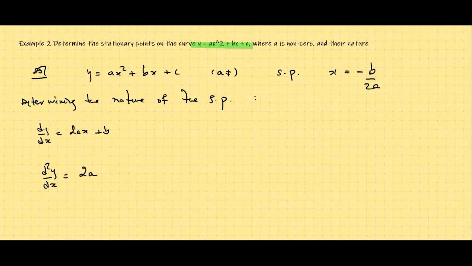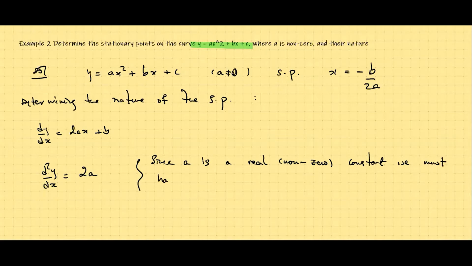Because a is a constant, I should have said earlier that a is non-zero. So I should say here that since a is a real, non-zero constant, we must have that either a is positive or a is negative. So let's look at case one, where a is positive.